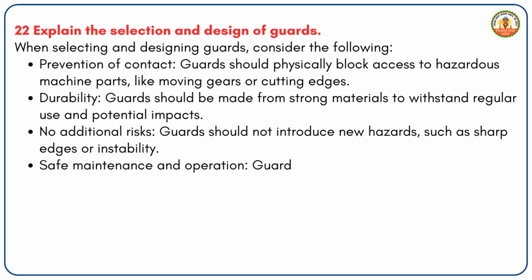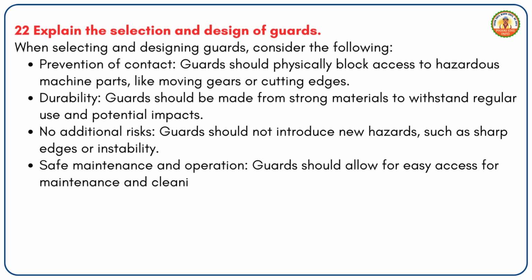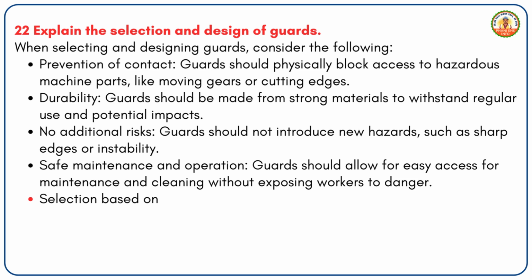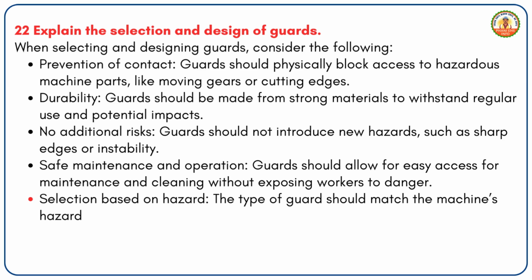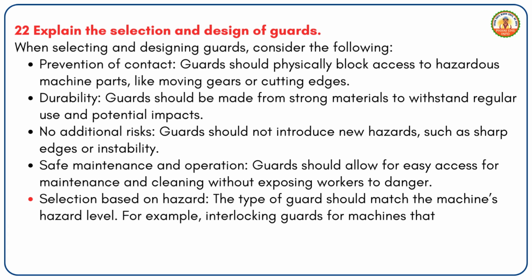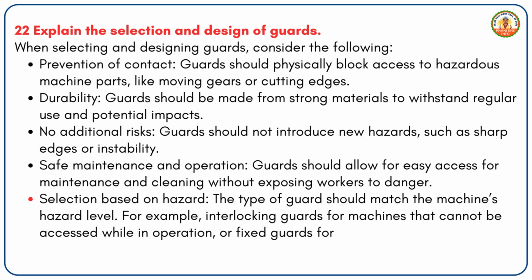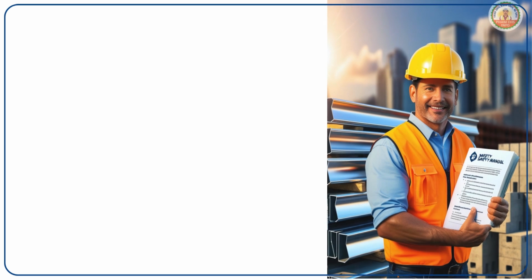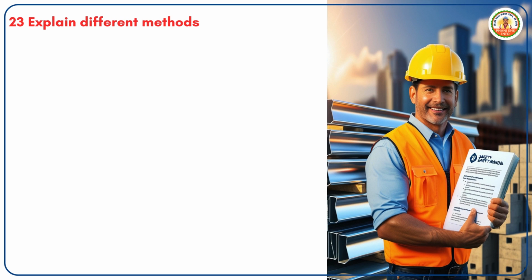Safe maintenance and operation. Guards should allow for easy access for maintenance and cleaning without exposing workers to danger. Selection based on hazard. The type of guard should match the machine's hazard level. For example, interlocking guards for machines that cannot be accessed while in operation, or fixed guards for equipment with moving parts. 23. Explain different methods for verification measurement.